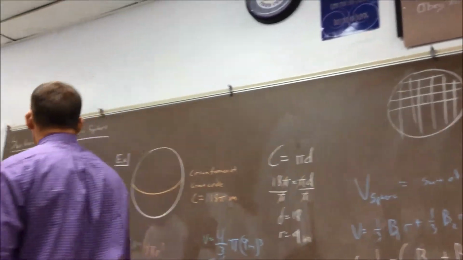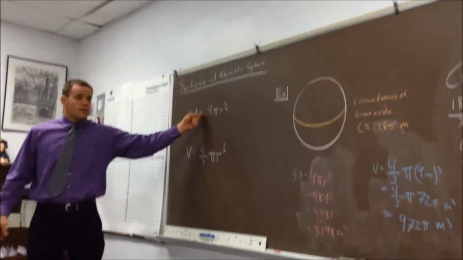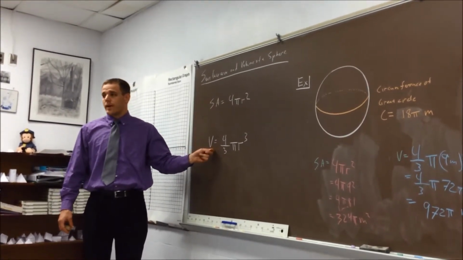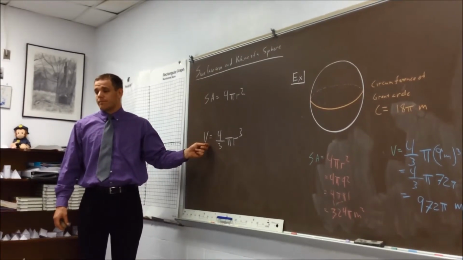So we have the surface area of a sphere, 4 pi r squared. Volume of a sphere, 4/3 pi r cubed. That's it. Thanks.